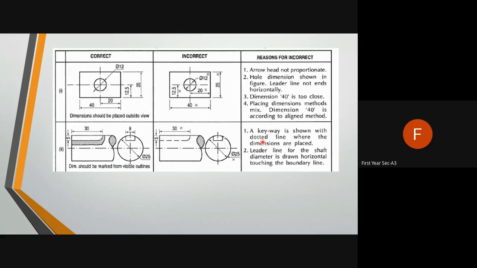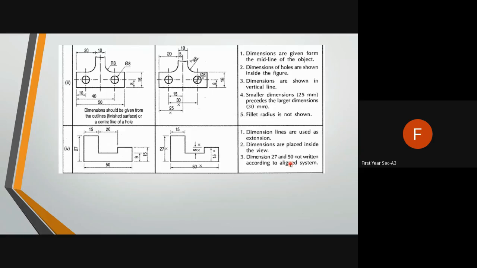A keyway is shown with dotted line. जो keyway है वो dotted line से show किया है. So इसलिए उसने गलत बताया. Okay. Now in this case, this is the correct dimension. यहाँ देखो इस तरह से बीच में इन्होंने 5 को लिख दिया है ना. So this is the incorrect way. Now this is the correct way.